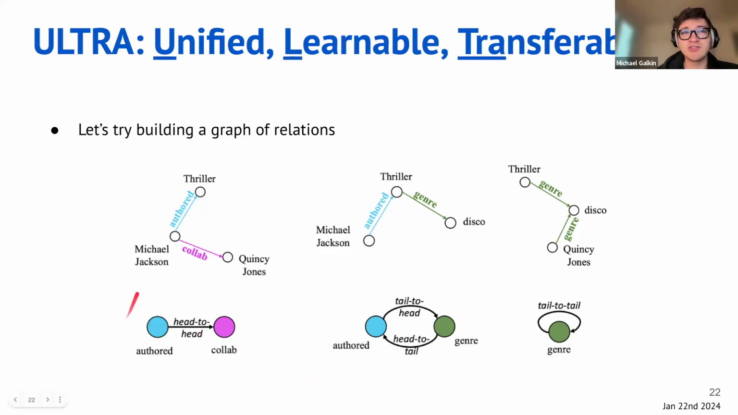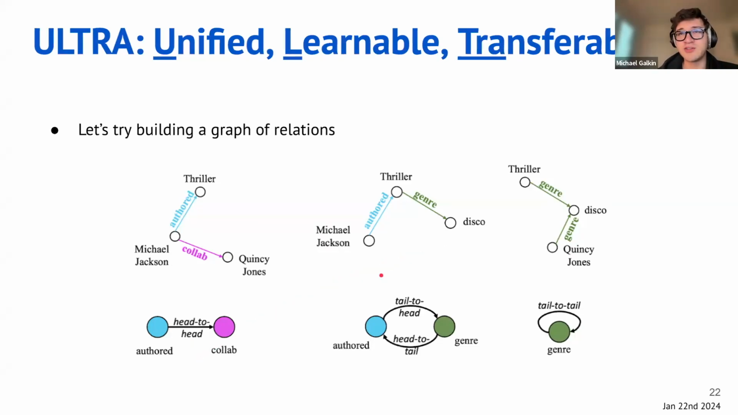So for instance, if we have just this small subgraph where Michael Jackson collaborated with Quincy Jones and authored Thriller, we know that authored and collab as relations are incident. It means that they share the same head node. So in this graph of relations, we can build an edge from authored to collab. Now they are nodes in the relational graph. There is a head-to-head relation, meaning that somewhere in the graph, there is one incident node on which those two relations share the same thing.